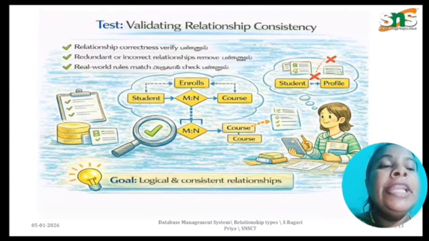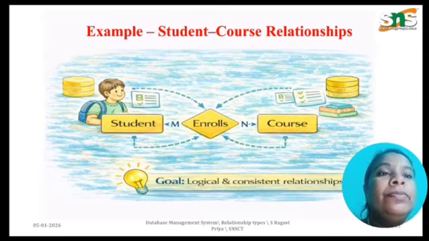Validating relationship consistency: we have to verify relationship correctness, then remove redundant and incorrect relationships, then match the real world rules. The goal is to create a logical and consistent relationship based on the type of relationship.